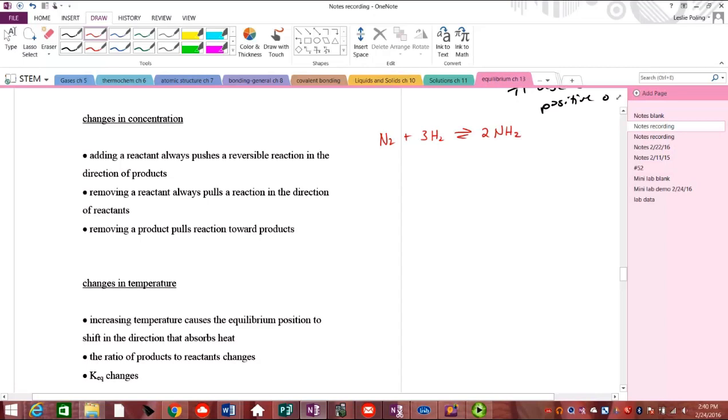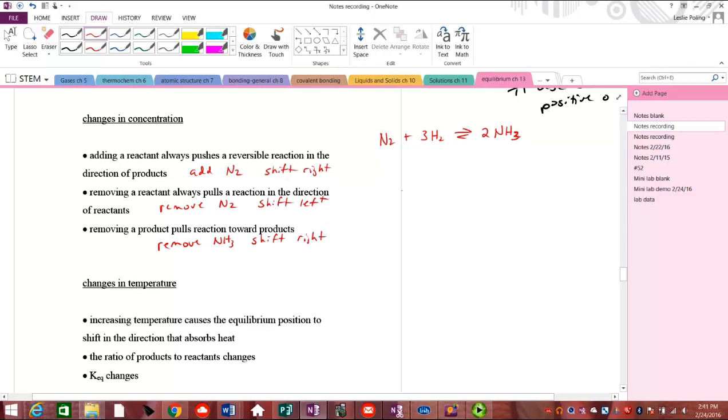Adding a reactant always pushes a reversible reaction in the direction of products. So if we were to add N2, our equilibrium would shift to the right. If we remove a reactant, so if we removed N2, we would shift left. Removing a product, if we were to remove NH3, we would shift to the right.